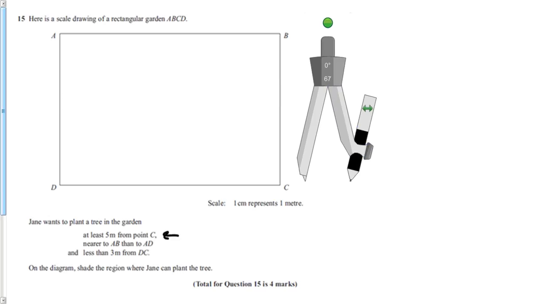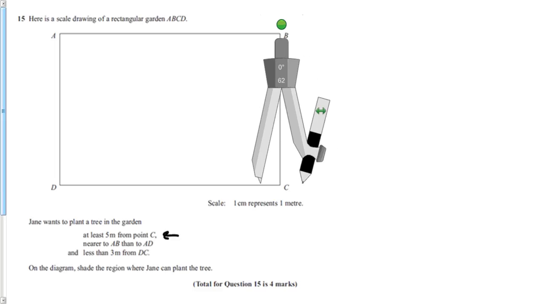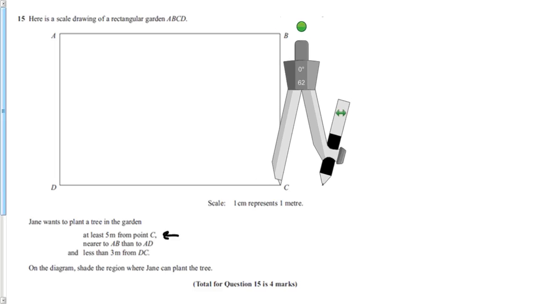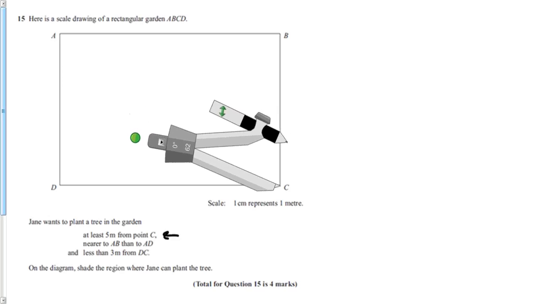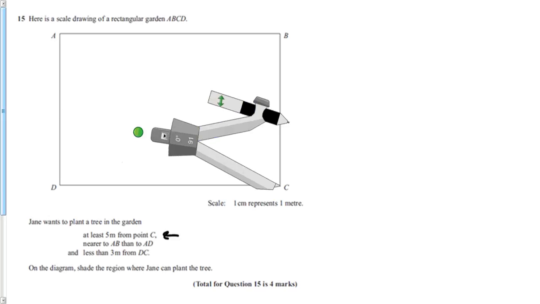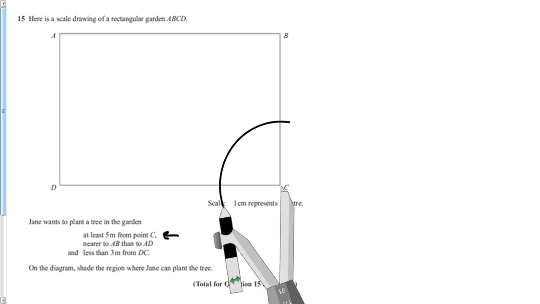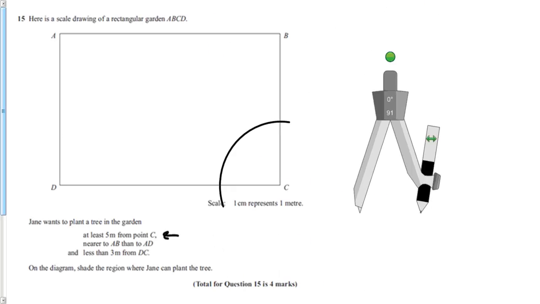Once you've done that, you need to put your compass point on point C, and you then need to draw a circle with a measurement of 5 centimeters. Around there, and that's going to be our first mark. Now the next thing, it says that it's got to be closer, so for this point here, got to be closer to AB than AD.